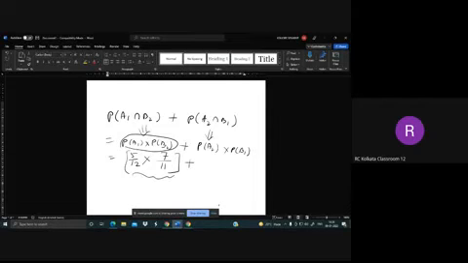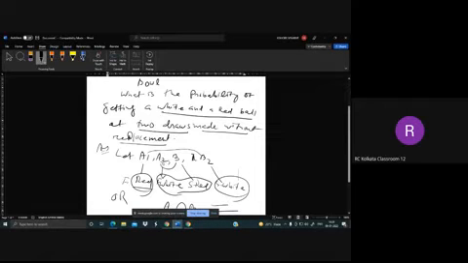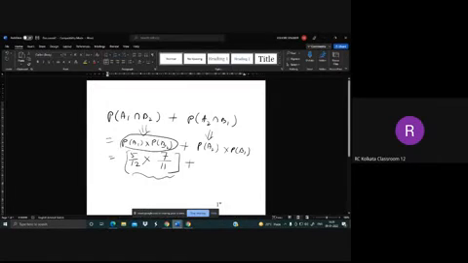Then when you are going for A2 event, you look at the A2 event. What is that A2 event? First ball is white. So the total number of balls will be 12. How many balls are white? 7. Then second ball is red. So how many balls are there? Red, 5. How many balls are there without replacement? 11. You got my point.